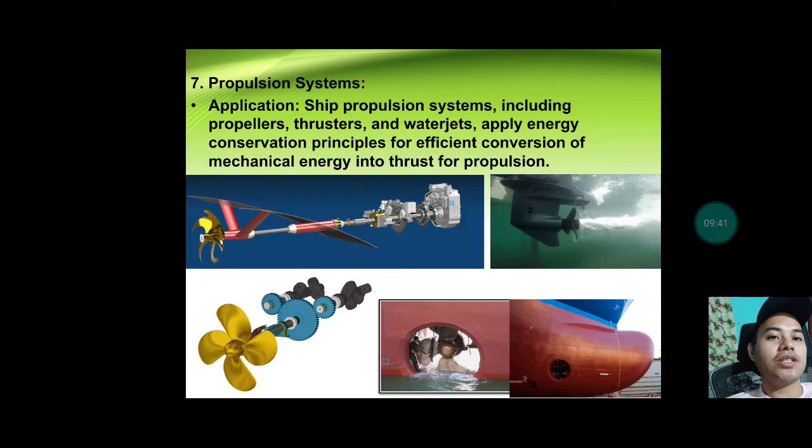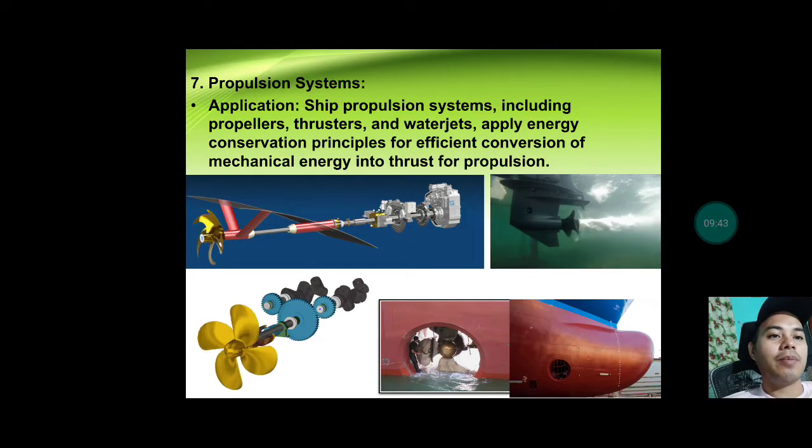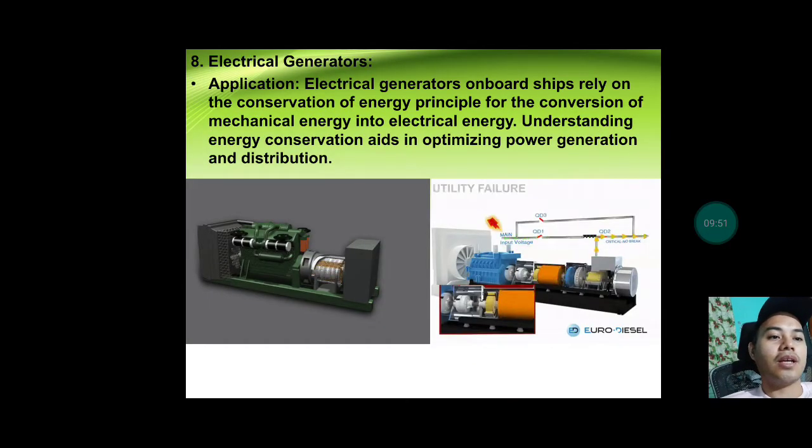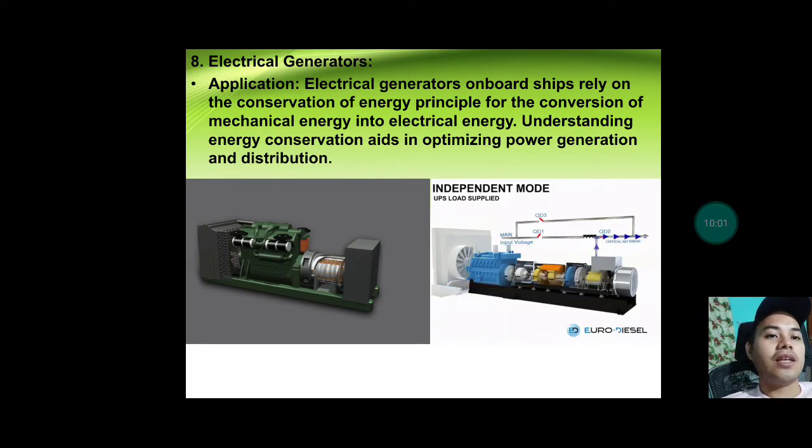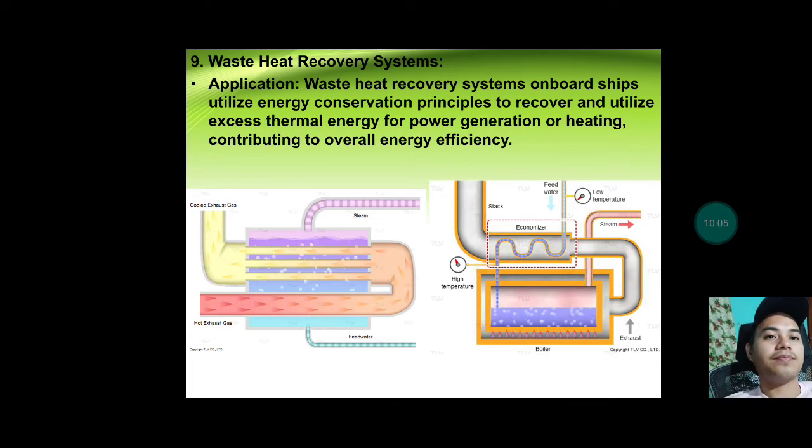Next, we have propulsion systems. Ship propulsion systems, including propellers, thrusters, and water jets, apply energy conservation, converting energy into thrust for propulsion. Okay. We also have electrical generators. Onboard ships, they rely on the conservation of energy principle for the conversion of mechanical energy into electrical energy. It aids in optimizing power generation and distribution.